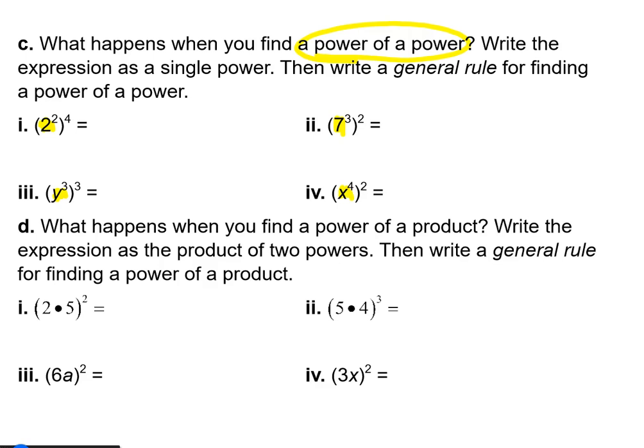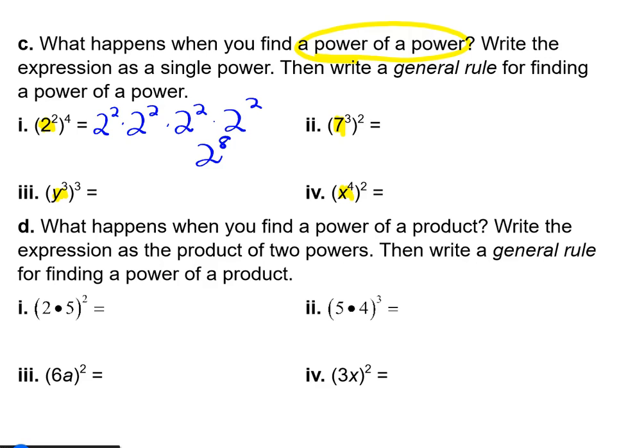So when we look at this first one, 2 squared to the 4th, if I write that in expanded form, it means 2 squared times itself 4 times. And that method that we just looked at said we just add those exponents. So we have 2 to the 8th.